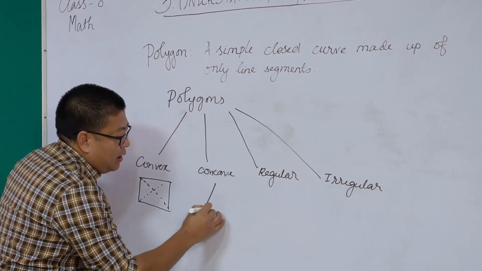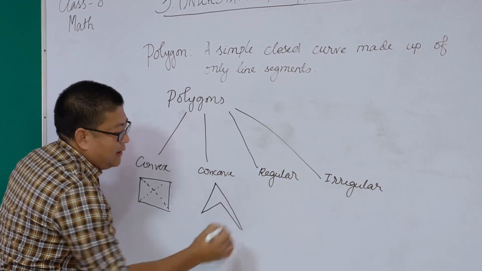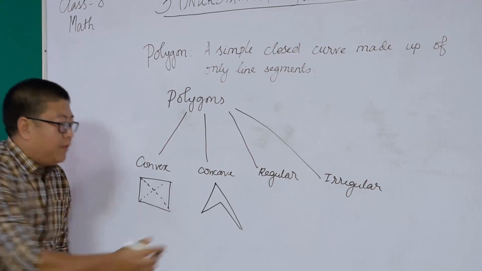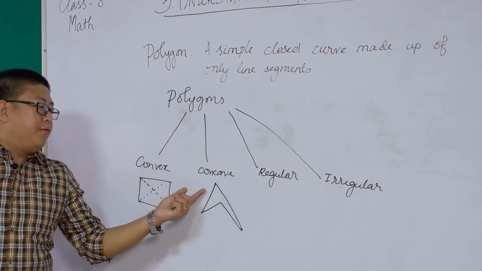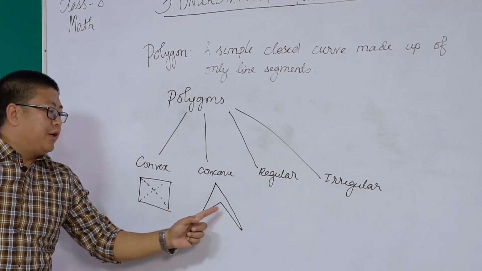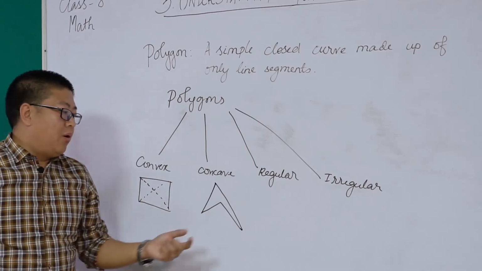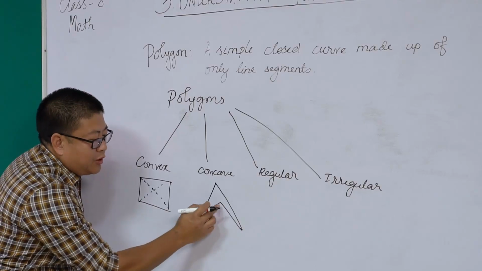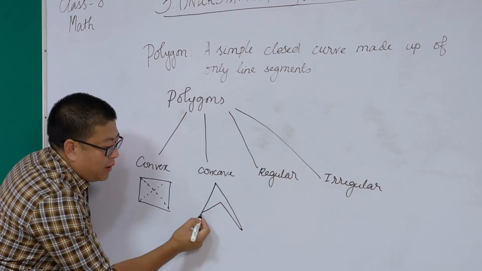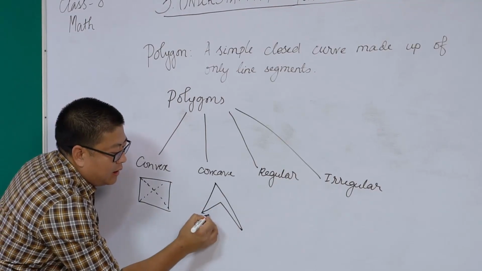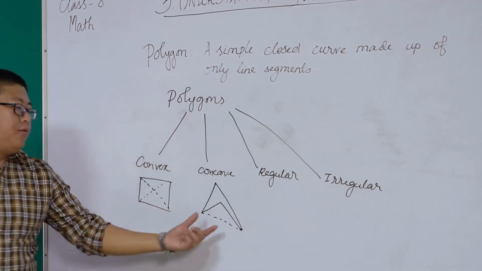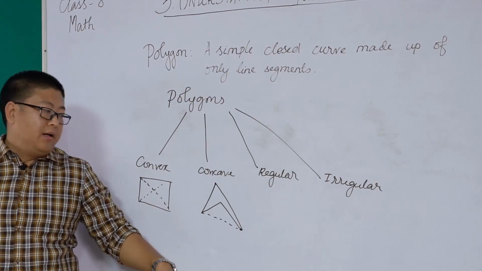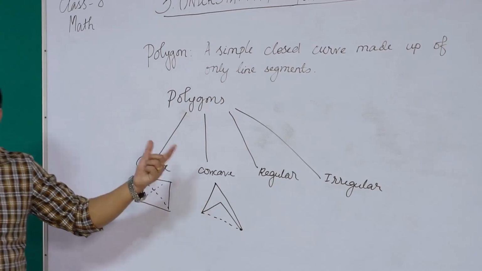There are some polygons that look like this. These are made up of line segments. We have 1, 2, 3, 4. Now, if you want to draw a diagonal for this, 2 non-consecutive points, we cannot join these 2 because they are already sides. Now, if you want to make a diagonal for this, the diagonal is formed outside the closed figure. These are called concave polygons.